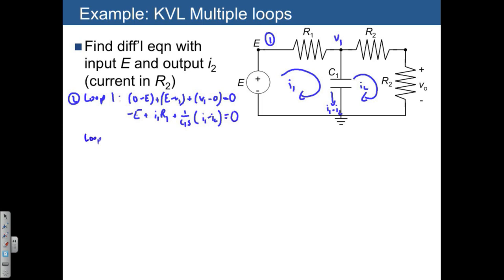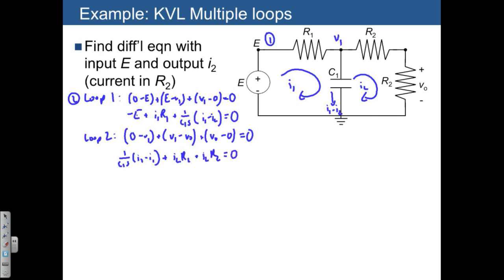For loop 2, starting at the bottom left again, 0 minus V1 plus V1 minus VO plus VO minus 0 is equal to 0. The voltage drop across our capacitor is the same as what we had before, except this time we're going in the opposite direction. So then we get I2 minus I1. And then we have I2 times R2 plus another I2 times R2 is equal to 0.